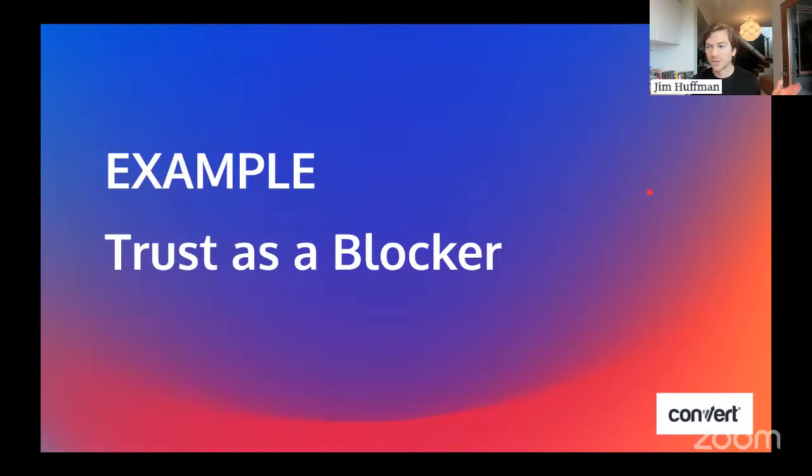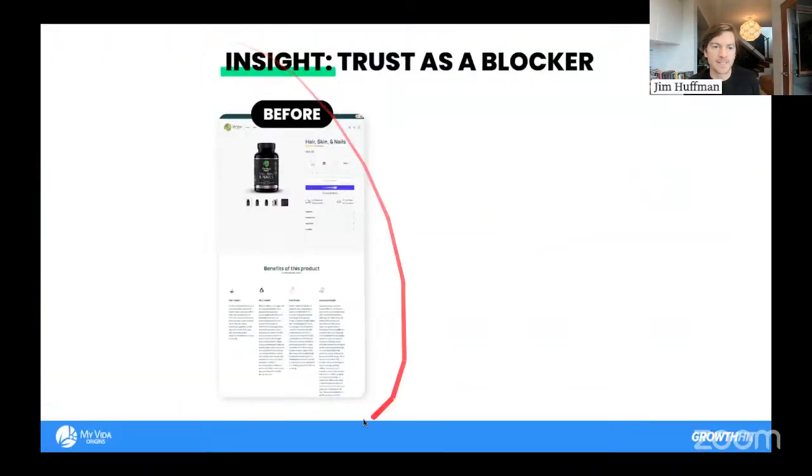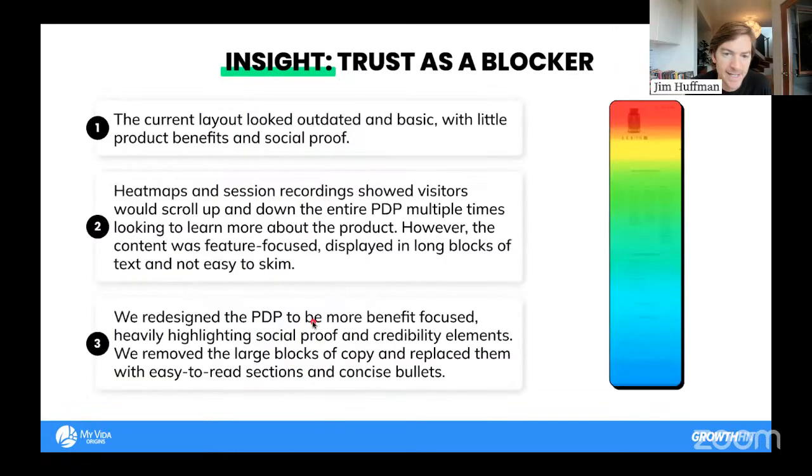All right, let's go to trust. Trust is a problem, right? It's like, I've never heard of your brand. I don't know who you are. Why should I work with you? Is this product even going to work? So this is a supplement company we had for hair, skin, and nails. And with My Vita, here's what was actually kind of interesting.